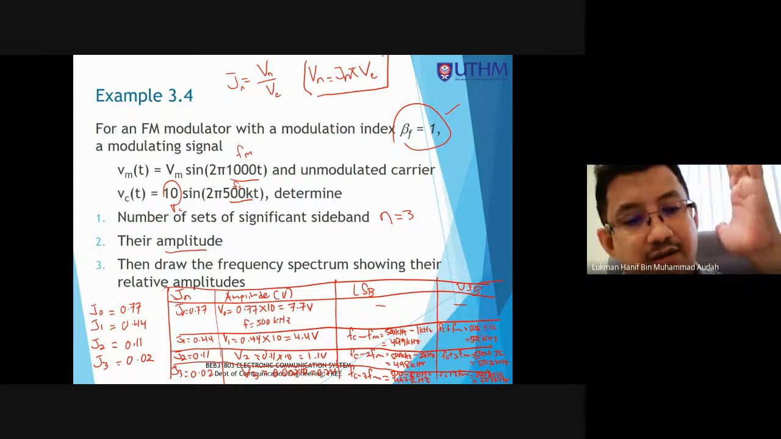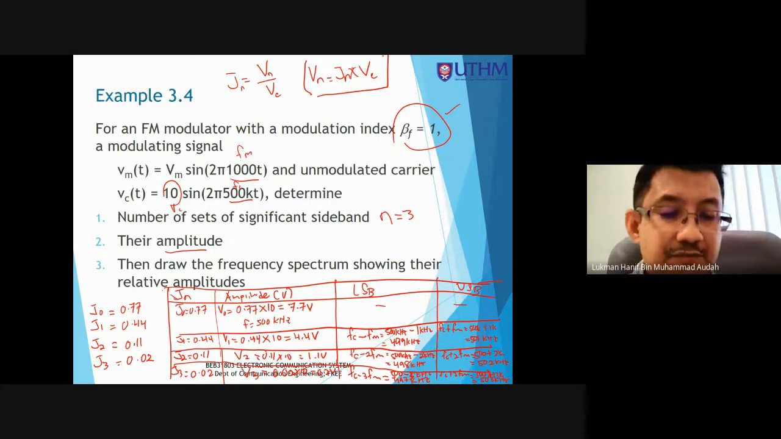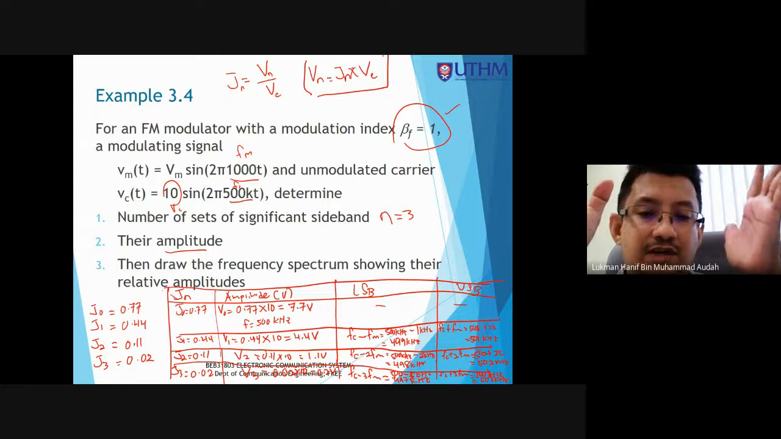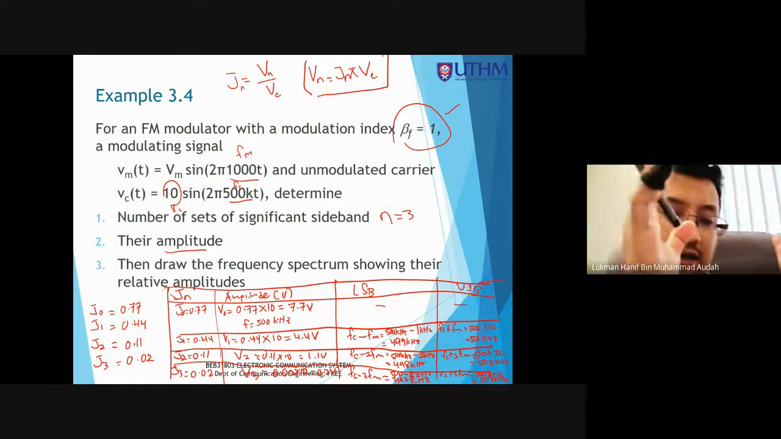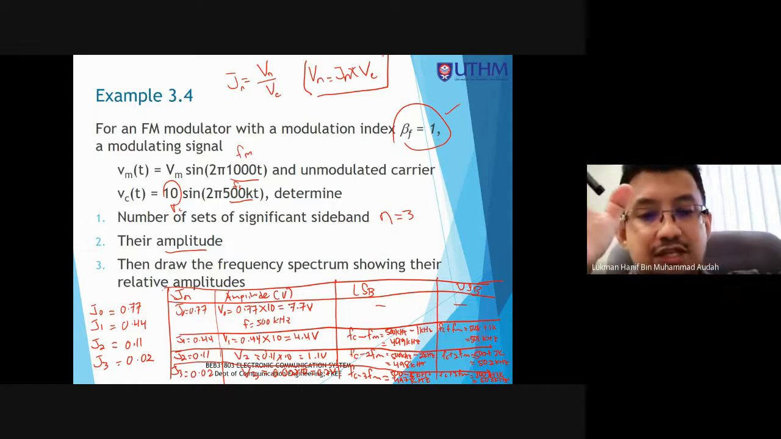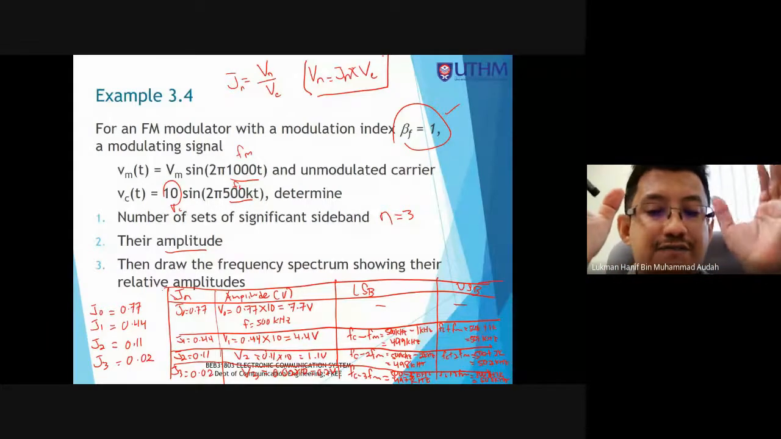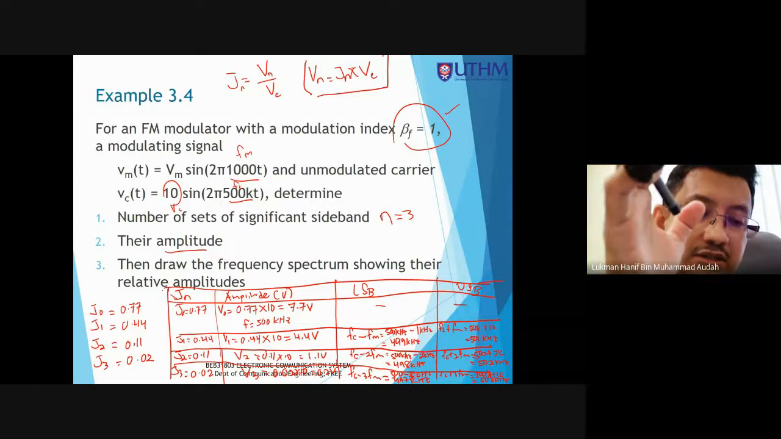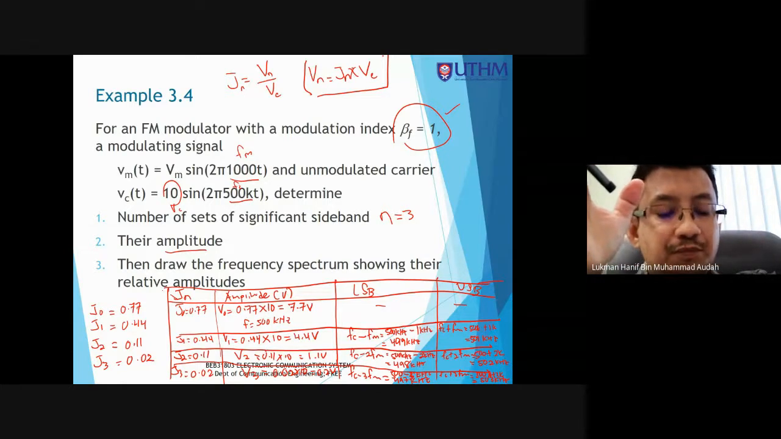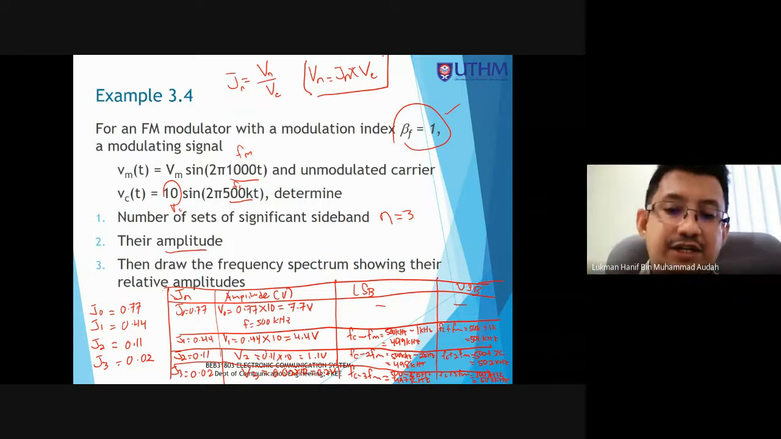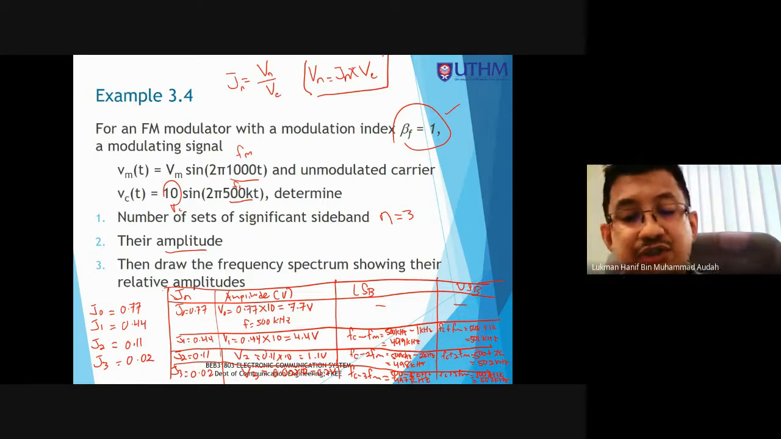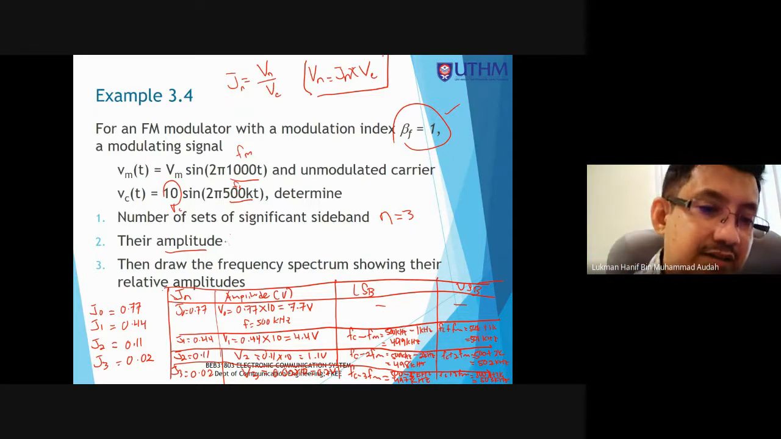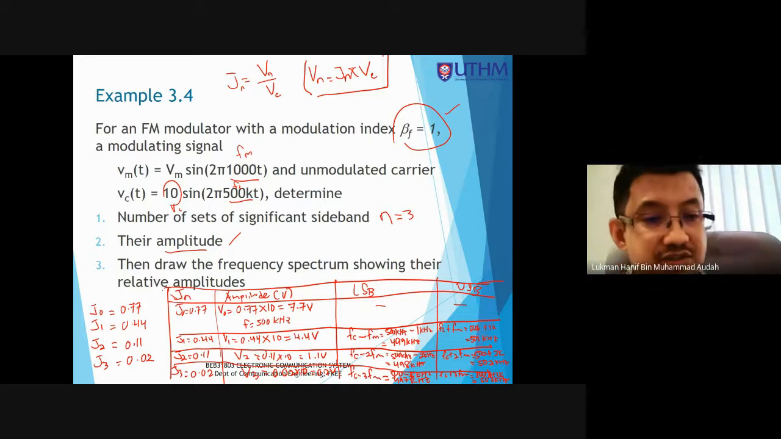Okay, for the carrier, the amplitude is 7.7. For the first sideband, 4.4 volt, located at 499 kilohertz and 501 kilohertz. Second sideband, amplitude is 1.1, located at 498 kilohertz and 502 kilohertz. Sideband number 3, the amplitude is 0.2, located at 497 and 503 kilohertz. Nampak eh? So we already get the amplitudes and also the frequencies.